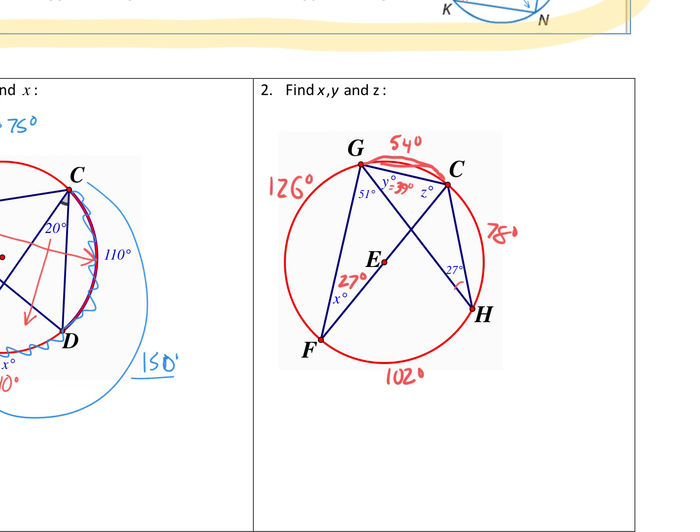126. Now, I could have gotten that 39 from knowing this is a right angle. That's fine. I could get Z in a triangle with 180. That also works still. Anyway, half of 126 is 63.